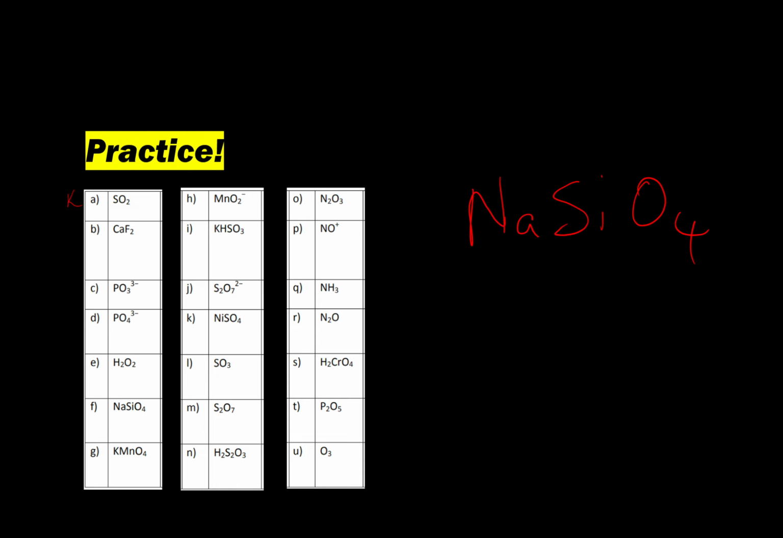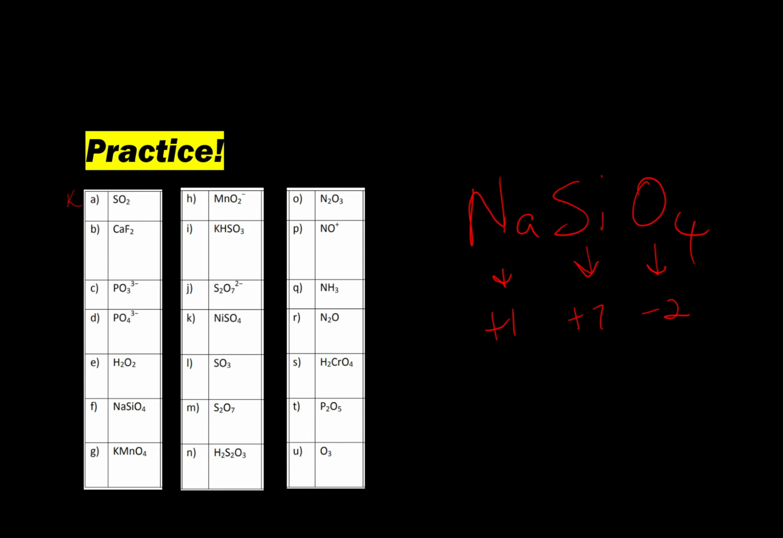Sodium will be +1, silicon will be +7, and oxygen will be -2. All right. So that would be -8 plus 7 plus 1. So this is right. For a neutral molecule, all of this would give us 0.